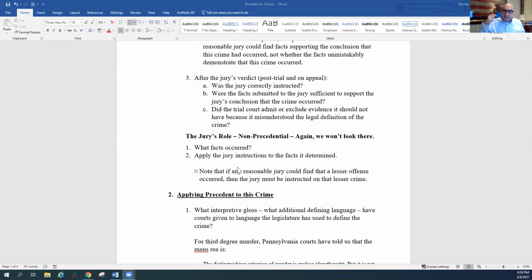In the way that the jury is instructed on the definition of the crime, in the evidence that is allowed to support the conviction for the crime, and then whether the facts are sufficient to show this crime occurred. So we take those decisions and we extract from them ways to understand these vague statutes.